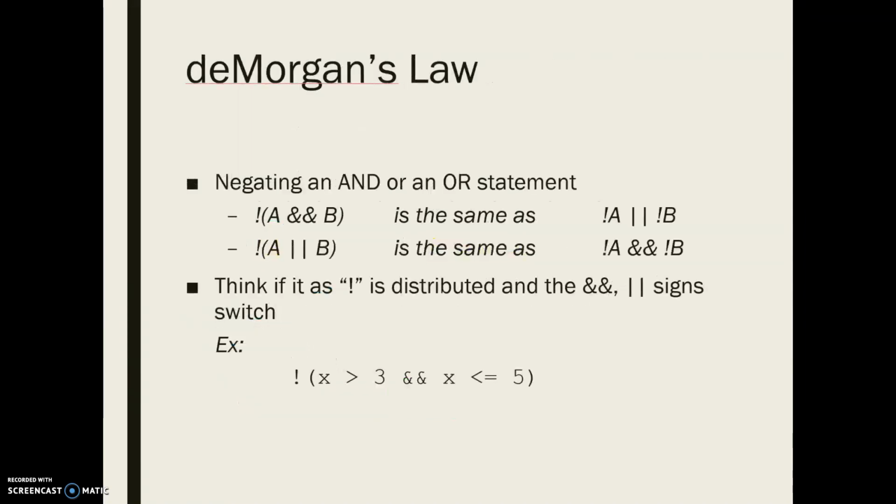All right. One of the laws that we are going to learn about is De Morgan's law. What De Morgan's law talks about is how to negate an and or an or statement. So if we take a look at De Morgan's law, we can see that if you not an and, it turns into an or. And if you not an or, it turns into an and. The way that I like to think about it is it's almost as if the not is distributed and the and and the or signs switch.